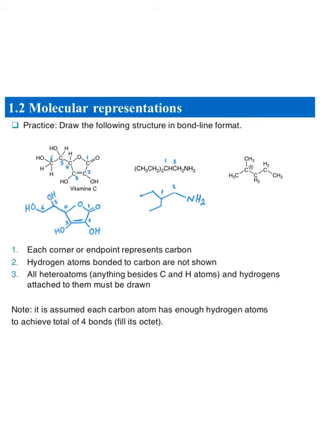Okay, in the third structure, again I would like to number my carbons. This is 1, 2, 3, 4, 5, and 6. So carbon number 1, I start with a dot. It is attached to carbon number 2. This is 1. This is 2. Carbon number 2 is attached to carbon number 6. Carbon number 2 is also attached to carbon number 3.